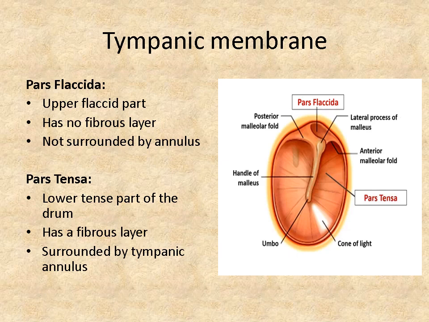The anterior and the posterior malleolar folds divide the tympanic membrane into two parts. Upper part, we call it the pars flaccida, and the lower part, we call it the pars tensa. What's the difference between the pars flaccida and the pars tensa? The pars flaccida is the flaccid part that has no fibrous layer and is not surrounded by the tympanic annulus, whereas the pars tensa is the lower tense part that has a fibrous layer and is surrounded by the tympanic annulus.